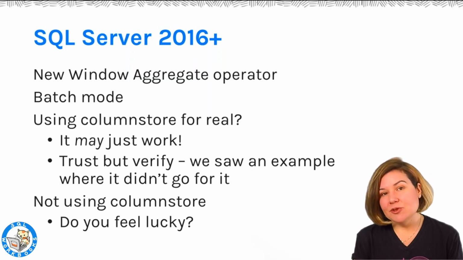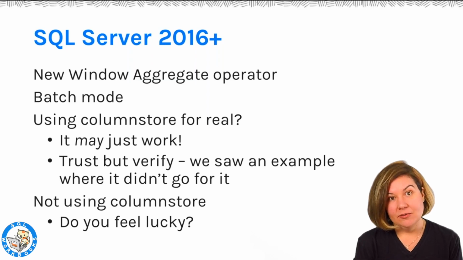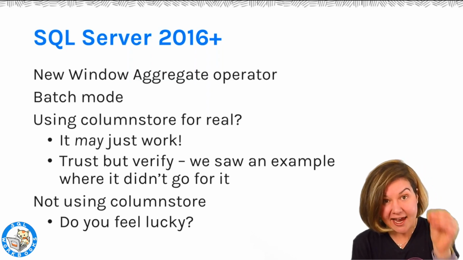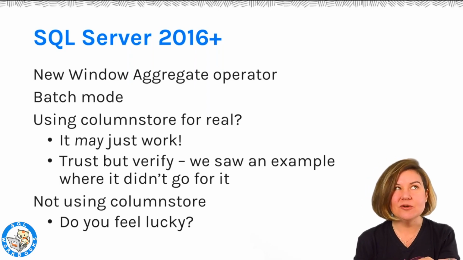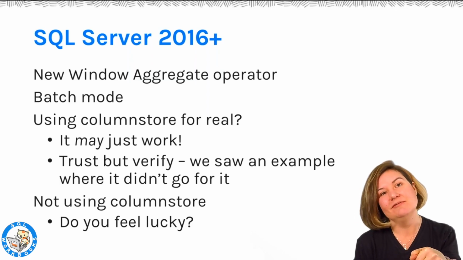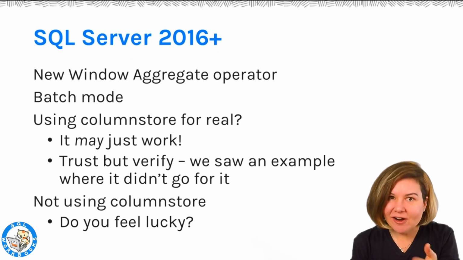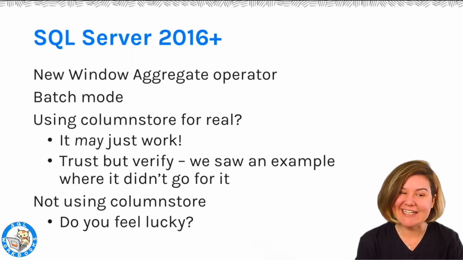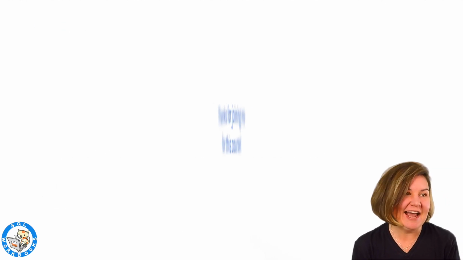Even if you're using column store for real, don't just assume you're always going to get the new window aggregate operator. We saw a case, right, where I had that column store index on the table. It was fully populated. It was fully usable. And SQL Server was like, I'll go use the row store index instead. And you'll get your row mode window spool operator, right? So verify in your execution plans, am I actually getting the window aggregate operator? If you're not using column store and you feel lucky, maybe you just want to hack it in like we saw.